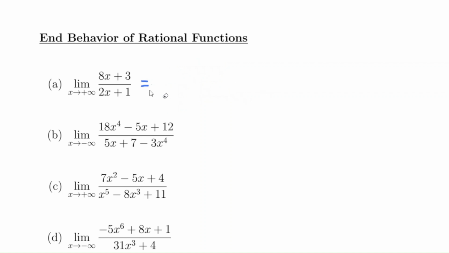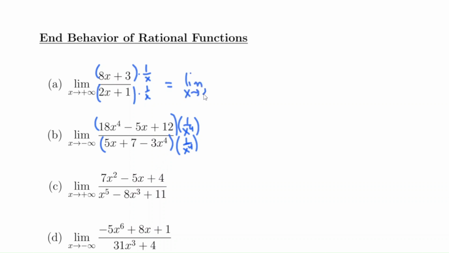So actually, what do you do in this case? Well, if you wanted to figure out the hard way, what you would do is multiply the numerator and denominator both by 1 over x. In this one down here, you'd multiply the numerator and denominator by 1 over x to the 4th power, because the highest power that occurs is x to the 4th. But in this one, you multiply it by this. So then you'd write limit as x approaches infinity of, well, if we distribute the 1 over x, 8x times 1 over x is just 8. 3 times 1 over x is just 3 over x. And then down here, 2x times 1 over x would be 2. And then 1 times 1 over x is this.